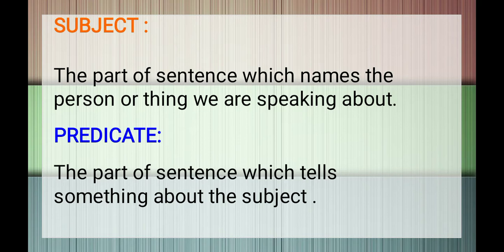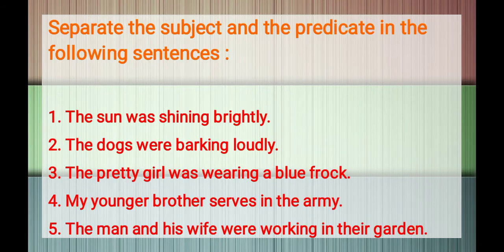Subject is the part of sentence which names the person or thing we are speaking about. And predicate is the part of sentence which tells something about the subject. Hopefully, this slide helped you to recall what you have read in the class. Okay, then let's go to the questions. First question is, the sun was shining brightly. You have to separate subject and the predicate.